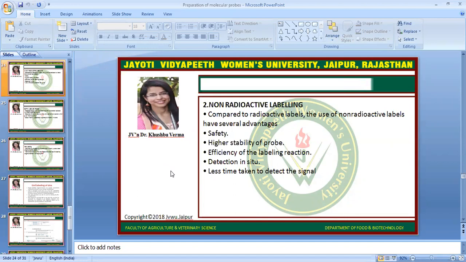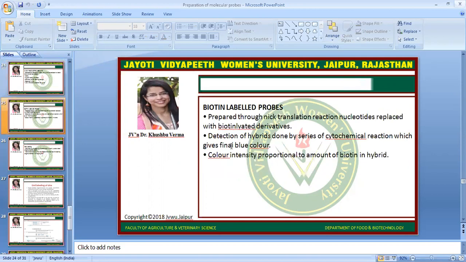radioactive isotopes, and compared to radioactive labels, the use of non-radioactive labels has several advantages. For example, it is safe, we get higher stability of the probe, and there is greater efficiency of the labeling reaction and detection. We can detect it in situ, and less time is taken to detect the signal. So these are the major advantages, and that is why it is better in comparison to radioactive labeling. First of all, we will discuss biotin labeled probes.